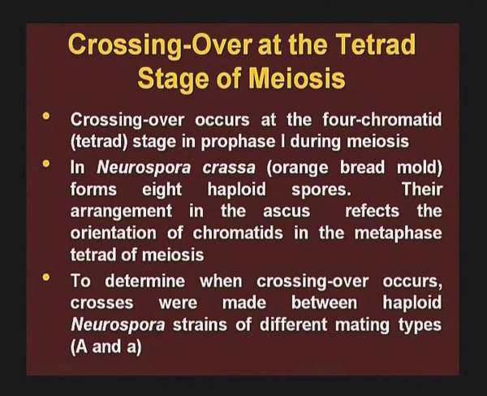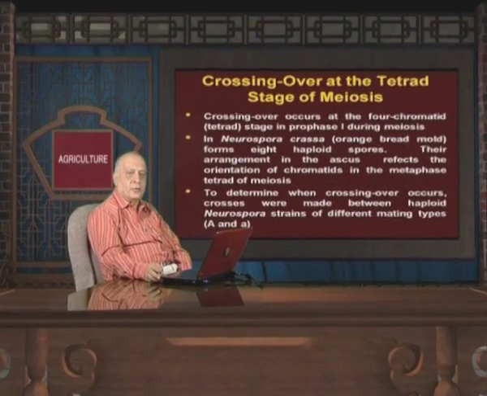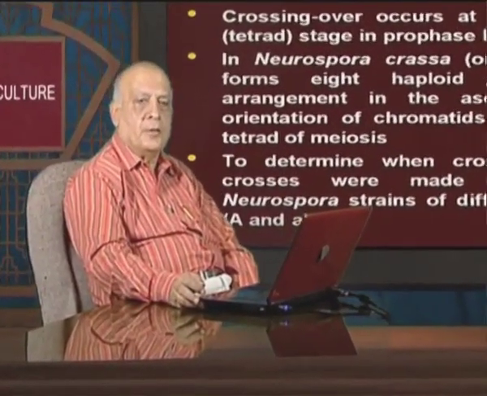In Neurospora crassa, orange bread mold forms 8 haploid spores. Their arrangement in the ascus reflects the orientation of chromatids in the metaphase tetrad of meiosis. To determine when crossing over occurs, crosses were made between haploid Neurospora strains of different mating types, capital A and small a.